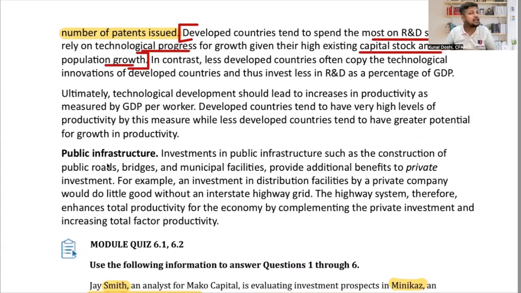So they are heavily dependent on technology, and therefore they spend the majority of their amount in R&D, research and development. In fact, their taxation policies are also conducive to research and development. In contrast to this, the less developed countries often copy the technology innovations of the developed countries.